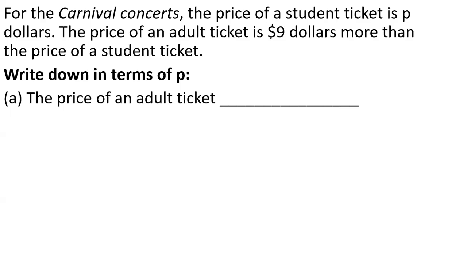For the carnival concert, the price of a student ticket is $P. The price of an adult ticket is $9 more than the price of a student ticket. A. Write down in terms of P the price of an adult ticket. Very good. So we want to figure out what is the price of an adult ticket. P plus 9.